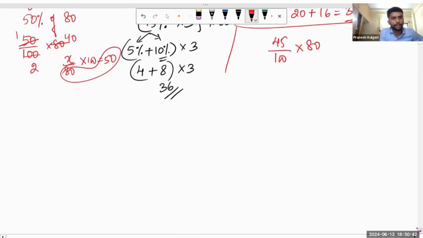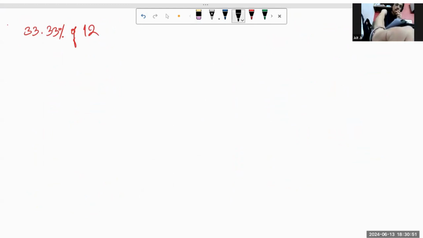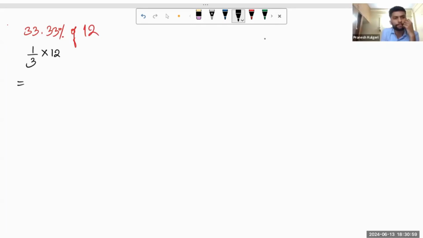Now tell me what is 33.33% of 12. Even if you did not know this particular answer 4, everyone knows what 33.33% is as a fraction. What is it? 1 by 3. 1 by 3 of 12 is 4. That is a straightforward thing.